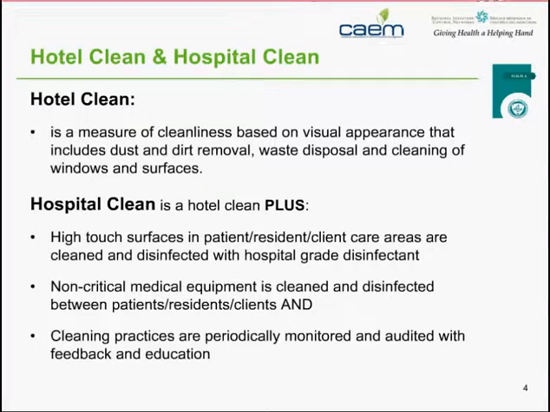Let's review the definitions of hotel clean and hospital clean. Hotel clean is a measure of cleanliness based on visual appearance that includes dust and dirt removal, waste disposal, and cleaning of windows and surfaces. Hospital clean is a hotel clean plus high-touch surfaces in patient, resident, client care areas are cleaned and disinfected with hospital-grade disinfectant. Non-critical medical equipment is cleaned and disinfected between patients, residents, clients, and cleaning practices are periodically monitored and audited with feedback and education.